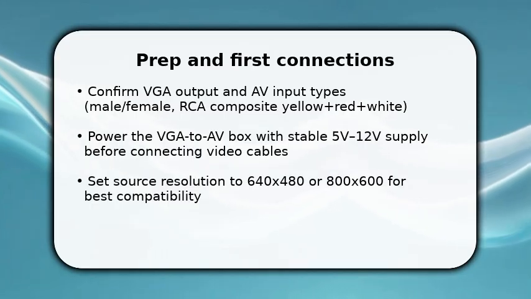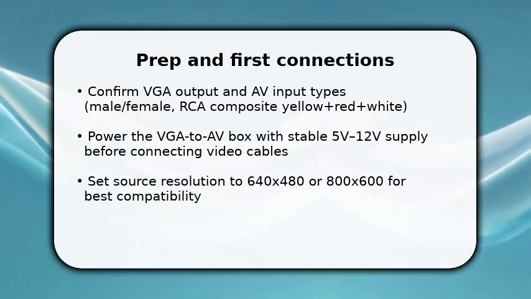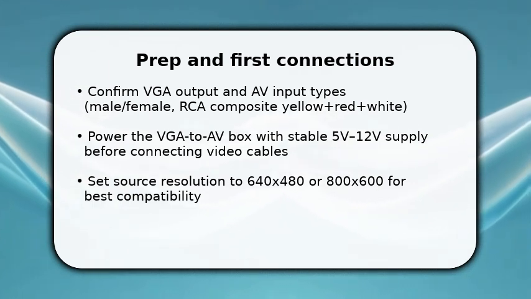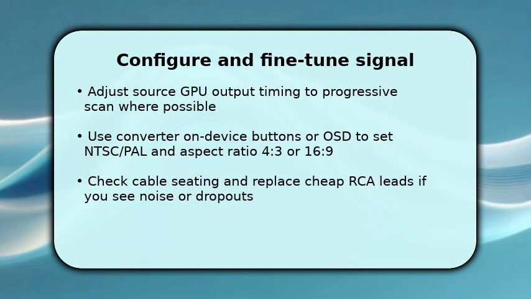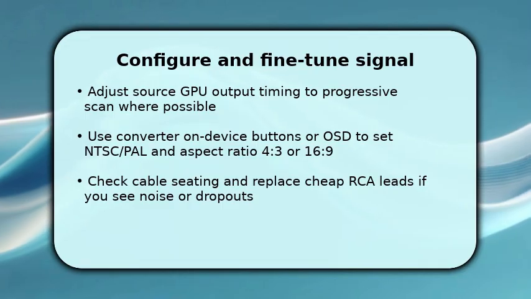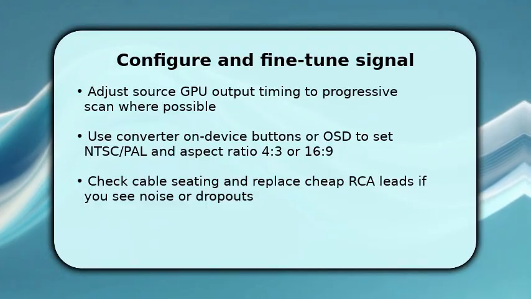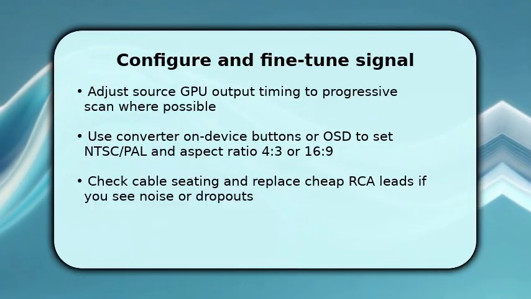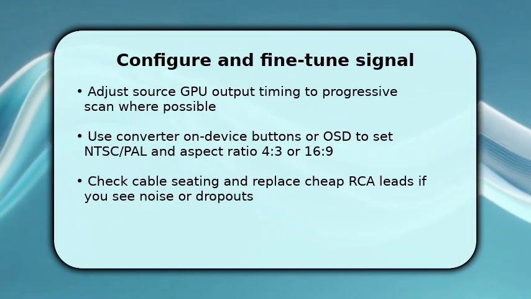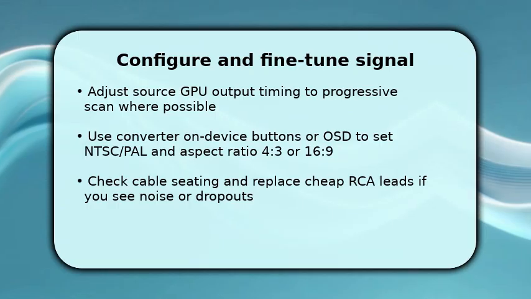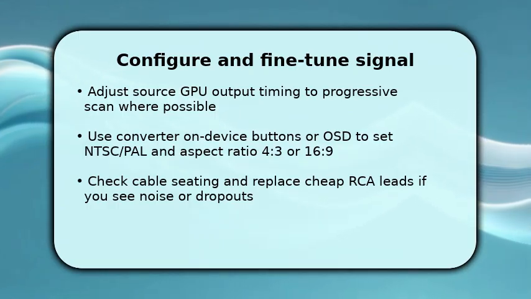for audio. Make sure to set the PC's resolution to a compatible mode so the converter can scale correctly and display a stable picture. Once done with basic hookups, you configure timing and format so the converter interprets the signal properly. Use your graphics control panel to choose a progressive mode and a standard refresh like 60 Hz. This reduces flicker. Then, on the converter itself, select NTSC or PAL depending on your display.